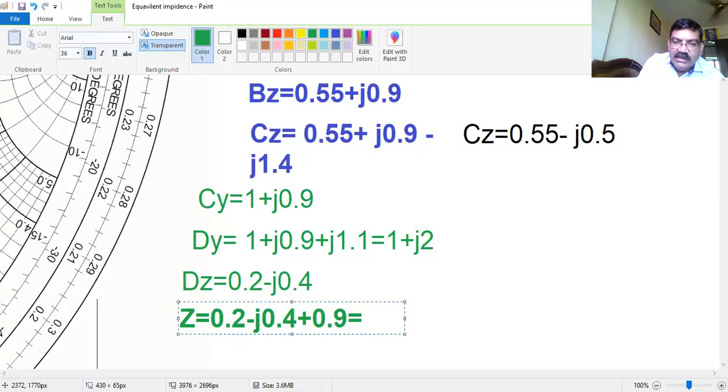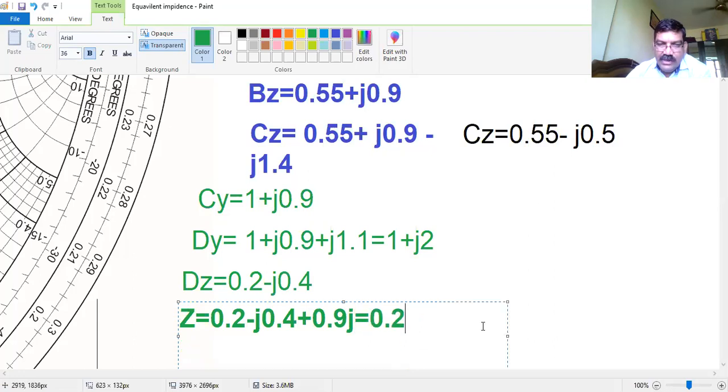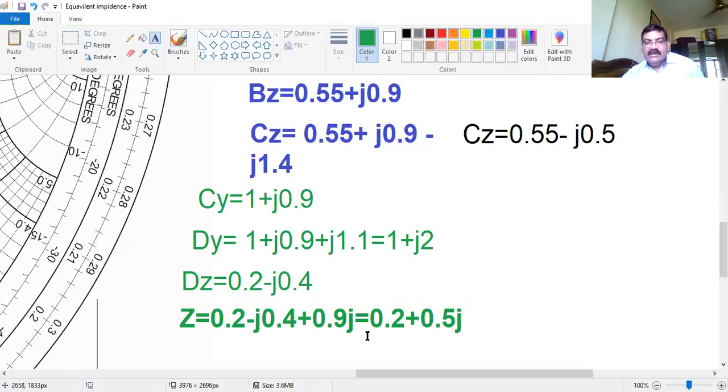How much is the answer? That is 0.2, the real part will be the same. Minus 0.4 plus 0.9, it is j. So 0.2, the real part will be the same, and the imaginary part becomes minus 0.4 plus 0.9, so it becomes plus j0.5. So this is simple addition here, and on the Smith chart also you can do it.